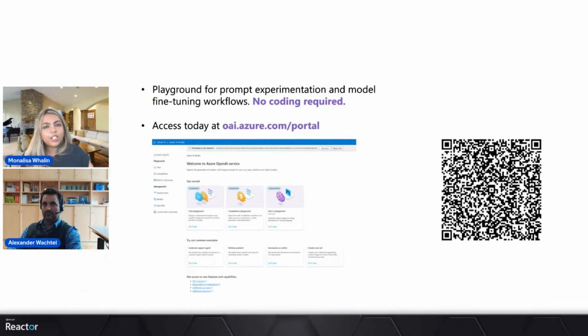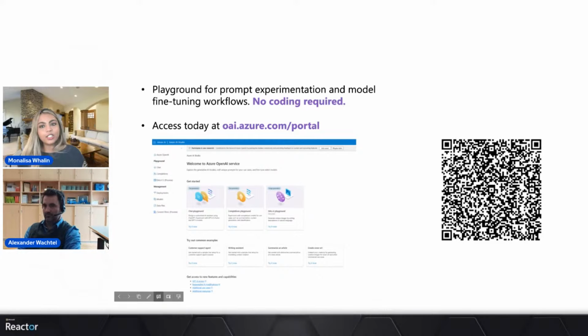So Azure OpenAI Playground is essentially a prompt experimentation and model fine-tuning workflow playground. Absolutely no coding is required. It's a low-code, no-code environment, and you can just get started using this URL that you're seeing here, which is oai.azure.com/portal, and it basically takes you to this playground experience here, which I'll be covering later on.